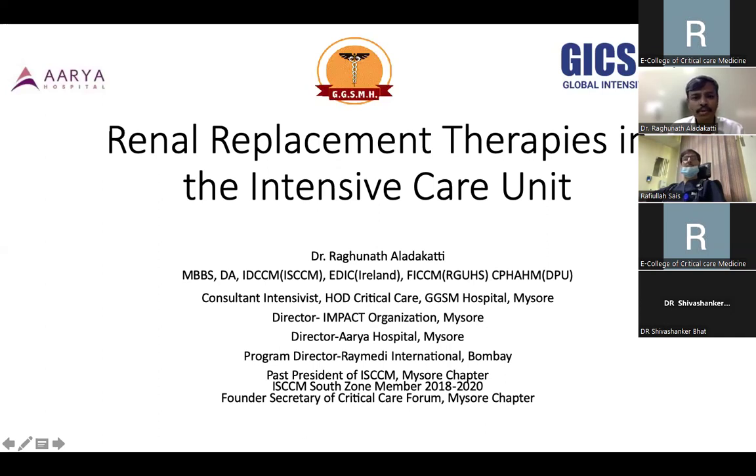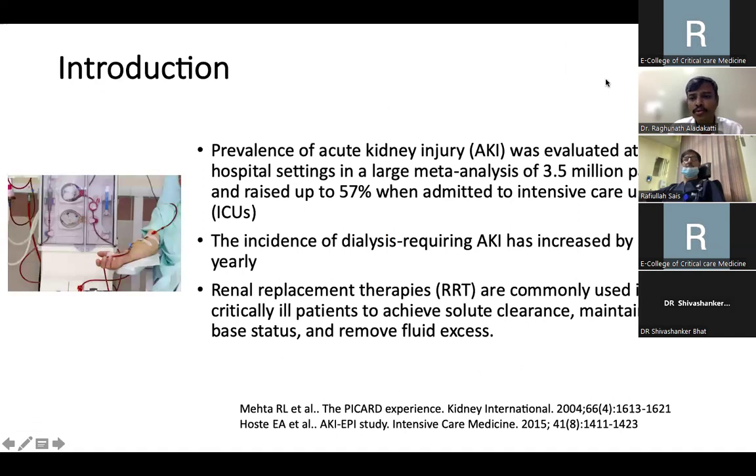Okay, today I'm going to start on renal replacement therapy in the intensive care unit. Basically, the basic principles involved here. If you see, the acute kidney injury prevalence is 22% in one meta-analysis of 3.5 million patients, and it is up to 57% in the ICU. Means many patients in ICU require dialysis or renal replacement therapy. The incidence of dialysis-requiring acute kidney injury is 10%, increasing yearly. So the need of dialysis and renal replacement therapy is increasing.